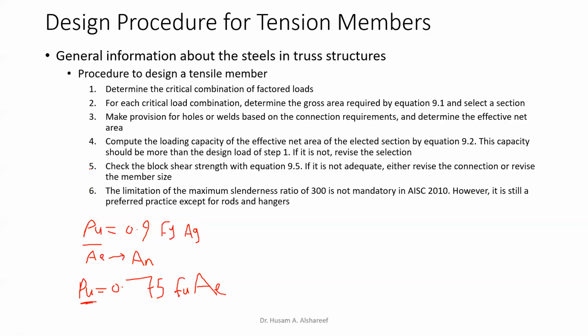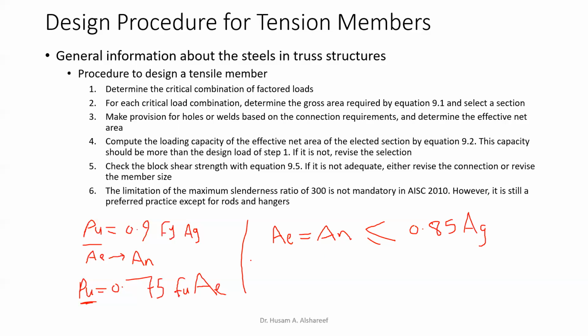Then step number 5 tells you to check the block shear strength with equation number 5. Now, equation 9.5 is when you have the effective area equal to the net area, which should be less than or equal to 85% of the gross area. Right? So then you need to check the block shear according to this equation and see if it's not adequate. Then you have to revise the connections.